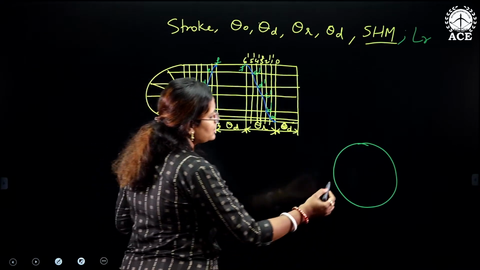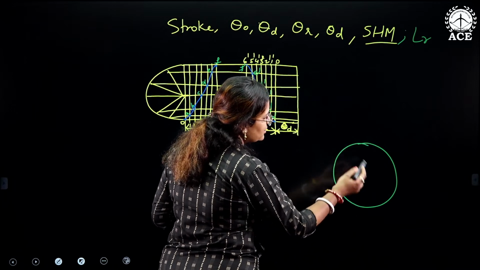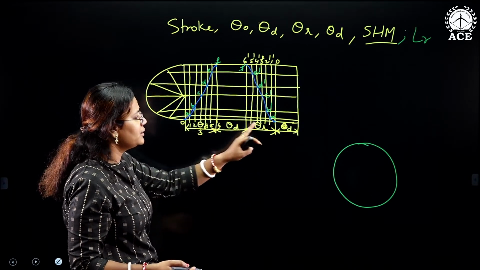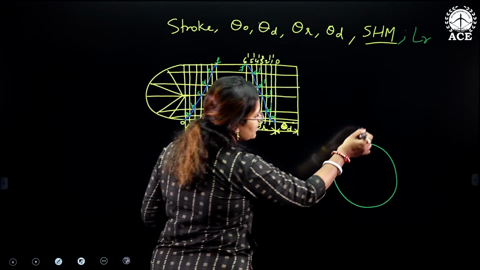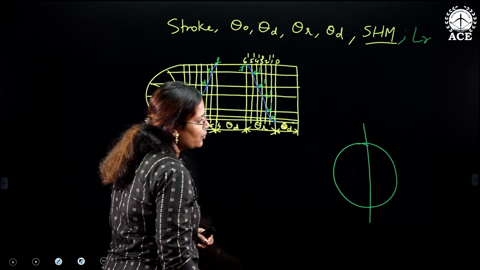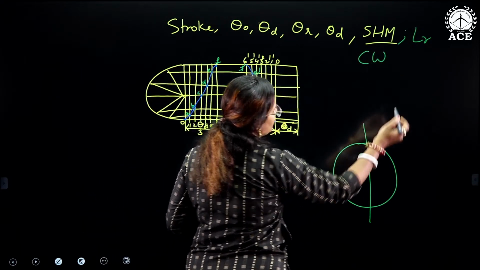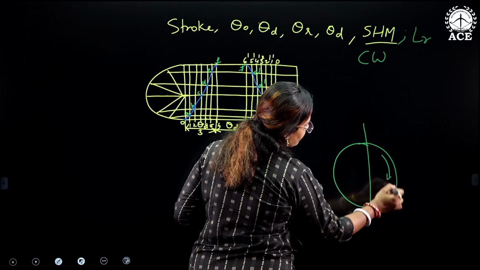Now, on this circle, you divide this circle into the angular displacements that are given. Let us say theta O, theta D, theta R and theta D. So let us say this is the center line, and this is given as, let us say, clockwise rotation. So the cam is rotating this way.